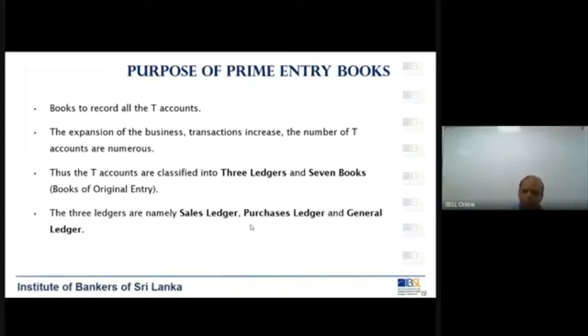So you have to be very clear about the differentiation, how these prime entry books or the ledgers operate within the business context. What type of a business will make use of all 3 ledgers, and what type of business will have what kind of a ledger. Mostly the financial organizations might not have the sales and purchases ledger, but general ledger is a must.